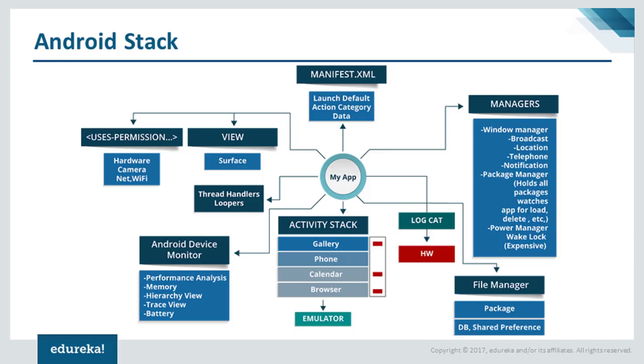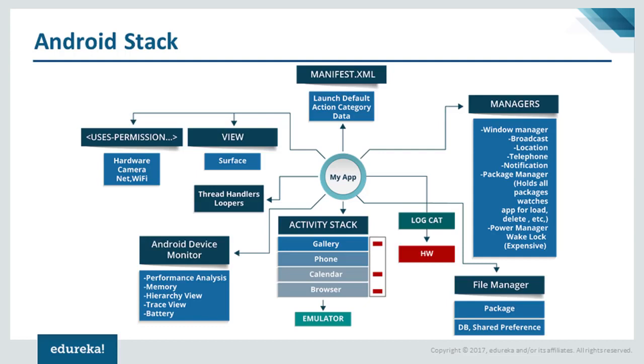This is what I want you guys to understand. Whenever you click on some application, let me say you click on calendar, the calendar is going to come to the top of the stack and the calendar will be working. And you click on some other application, that is going to come to the top of the stack and that will be working. This is how, when you click on applications, they come to the top of the activity stack.